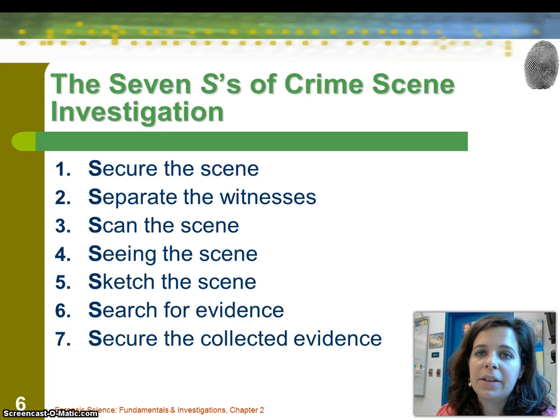And then you're going to want to secure the collected evidence, collect it, and put it in a safe place for safekeeping. It would be very bad to lose. So those are your 7 S's. Secure, separate, scan, see, sketch, search, and secure. Again, securing the scene as well as the collected evidence.